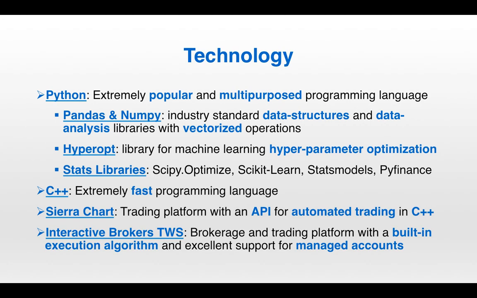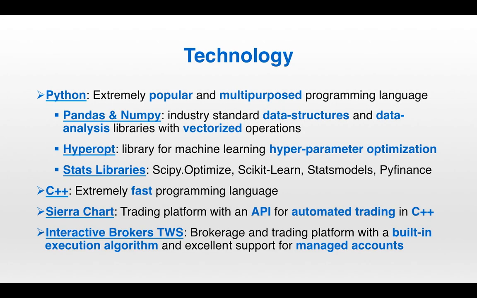And one other benefit of Python is it has many different professional libraries to aid in computation. Two such libraries are Pandas and NumPy. These are the industry standard data structures and data analysis libraries with vectorized operations that really speed everything up. HyperOpt is a library for machine learning hyperparameter optimization, but we repurpose it to do trading parameter optimization. And we talked about a lot of other stats libraries as well, such as SciPy.optimize, scikit-learn, statsmodels, and PyFinance.